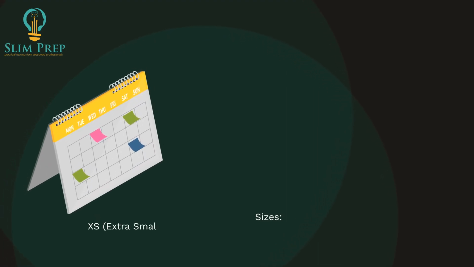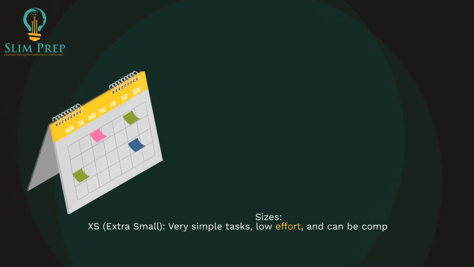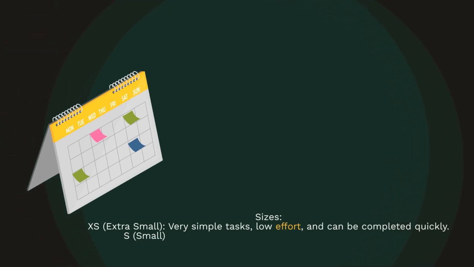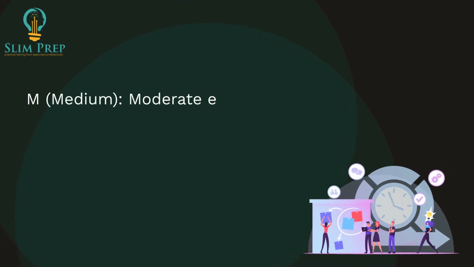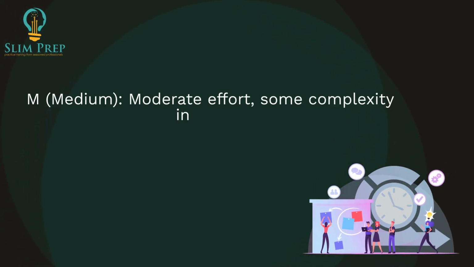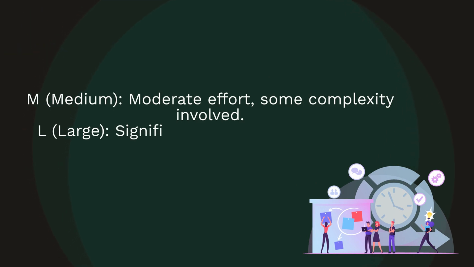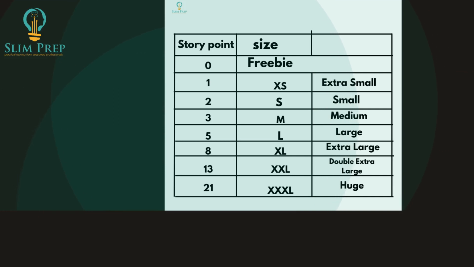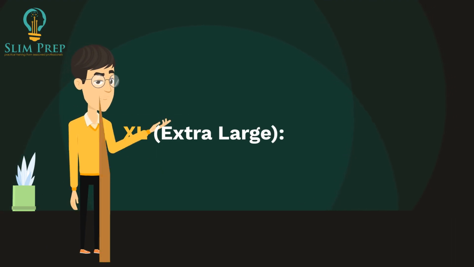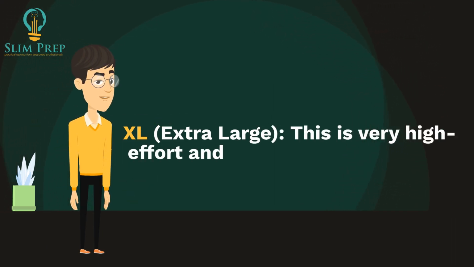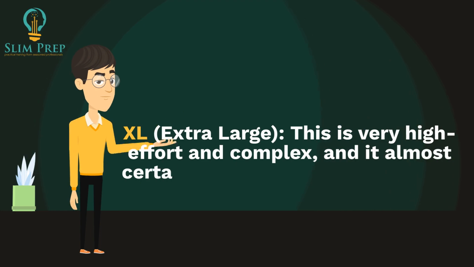Sizes: XS, extra small, very simple tasks, low effort, and can be completed quickly. S, small, relatively simple tasks, slightly more effort than XS. M, medium, moderate effort, some complexity involved. L, large, significant effort, high complexity, might need breaking down. Conversion of t-shirt sizing to story points. XL, extra large, this is very high effort and complex, and it almost certainly needs to be broken down into smaller tasks.